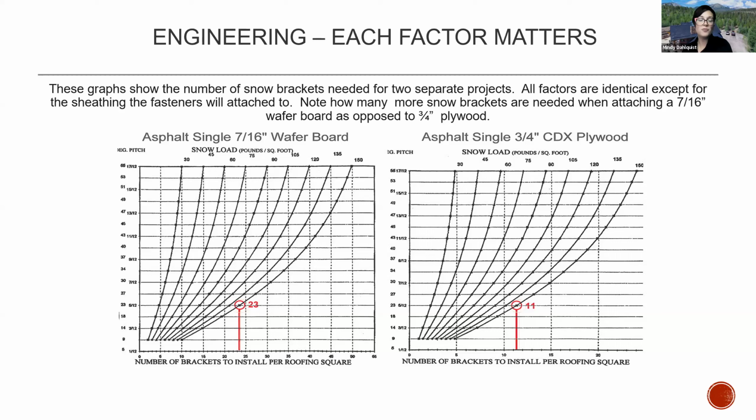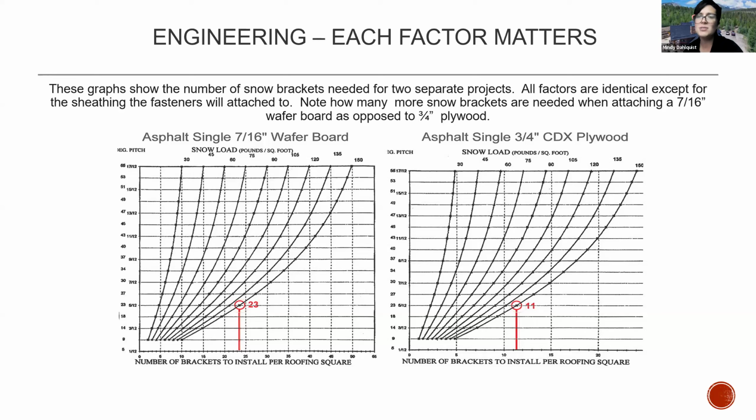The graph on the left shows 7/16 wafer board. The graph on the right shows 3/4 inch CDX plywood. These numbers show the number of brackets to install per roofing square. So if you used an old layout and just installed brackets as that layout says, you could be installing twice as many brackets as necessary and charging the customer more than you need to. Or you're installing half the number of brackets that you actually need for a successful system on that roof, and could most definitely see failures.